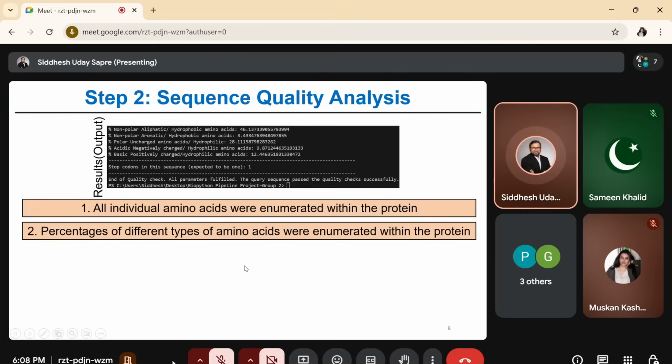The reason for mentioning the percentage of different types of amino acids here is because, as we know with the Ramachandran plot, it affects the structure of the protein, and structure and function are linked together. For example, amino acids like tryptophan have big groups, so they affect the protein by giving it steric hindrance.